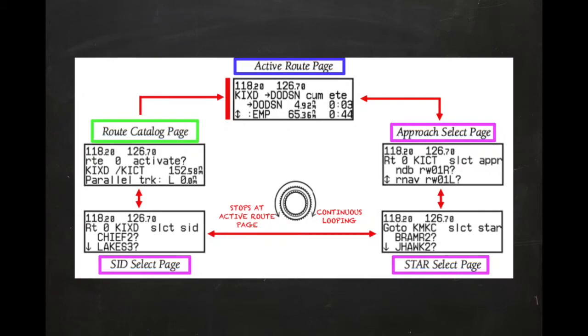One interesting scrolling feature to note on the route page group: when you scroll to the right past the last page in the group, the first page of the group will be displayed and you can loop continuously through pages. However, when you scroll to the left, you'll notice the system will stop at the active route page and not loop. This makes it quick and easy to get to the active page. Just turn the large outer knob counterclockwise continuously and you will soon land on the active route page.